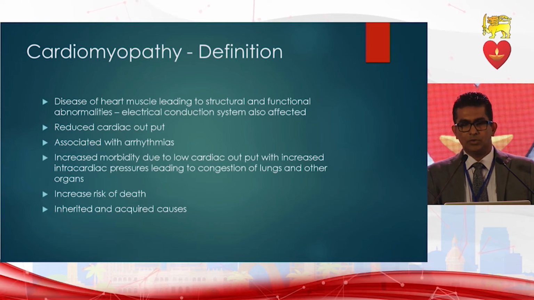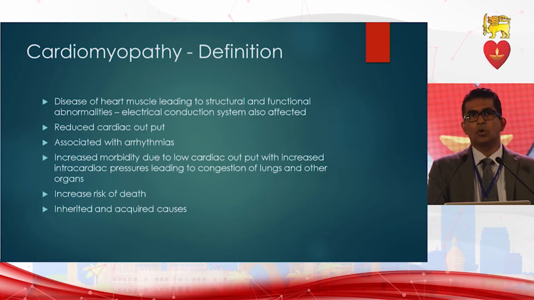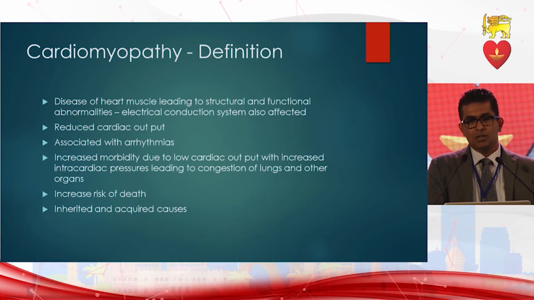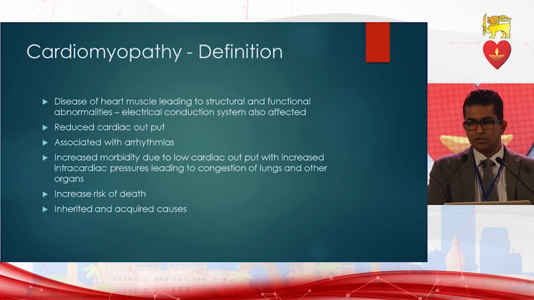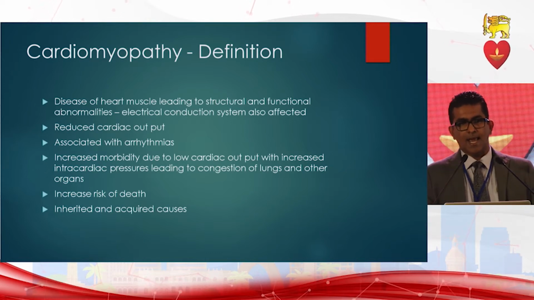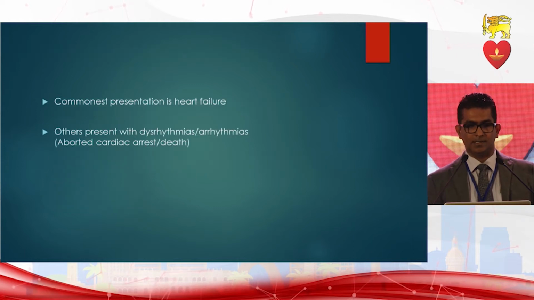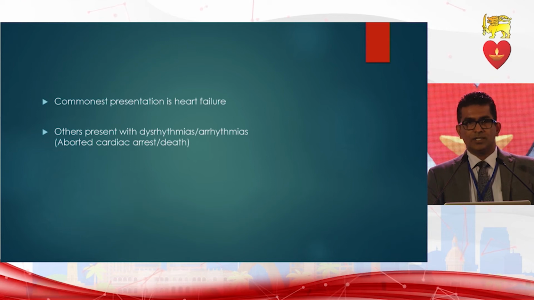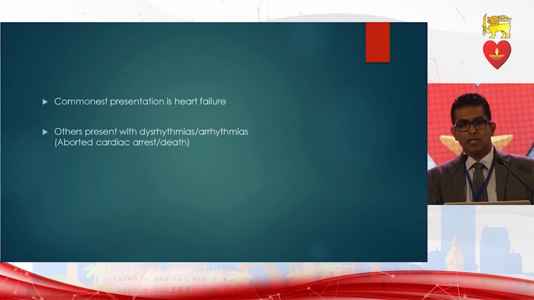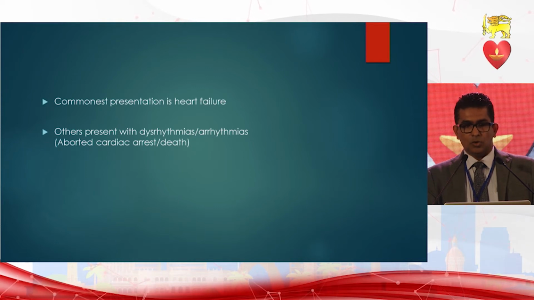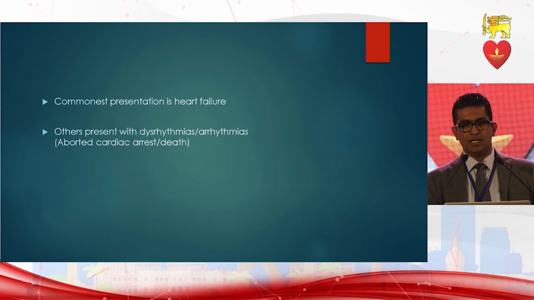So in cardiomyopathy, due to various structural and functional abnormalities, the cardiac output is reduced, and it's usually associated with arrhythmias. Increased morbidity is due to low cardiac output and increased intracardiac pressures, leading to congestion of the lungs and other organs in the body. So there is an increased risk of death due to cardiomyopathy, and there are inherited and acquired causes. The commonest presentation of cardiomyopathy is heart failure, and then the arrhythmias or dysrhythmias. Mainly the arrhythmias and dysrhythmias are the ones which give rise to bad outcome or sudden cardiac death.